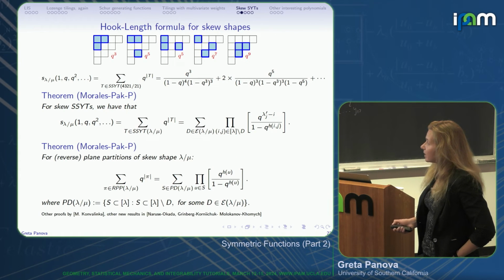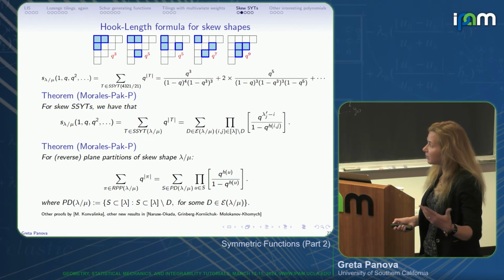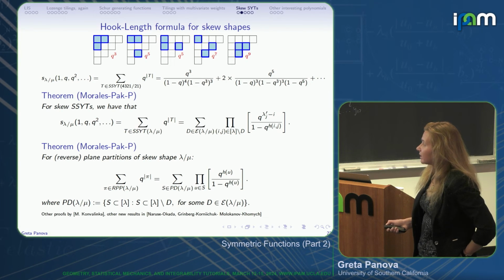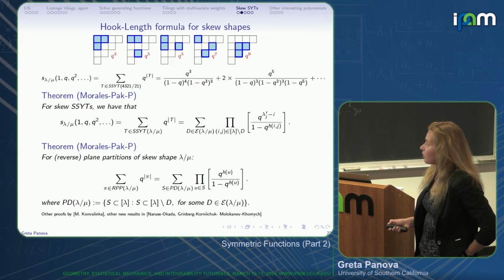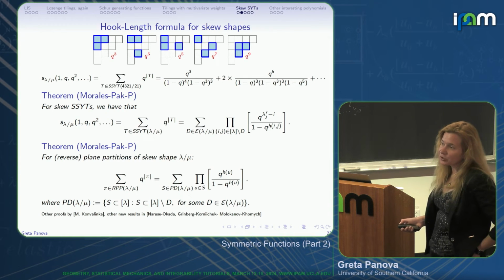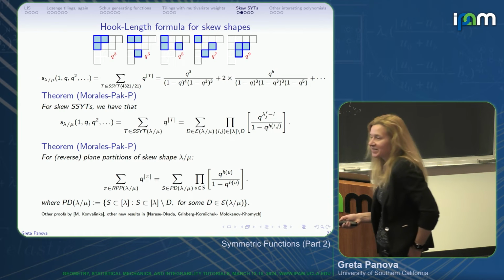And then we can also do reverse plane partitions of shape lambda over mu. In theory, we could also do plane partitions; we just flip the whole picture. And these are going over a larger subset than the excited diagrams. And again, we have this product of hook lengths. We call these pleasant diagrams because they're just not as exciting.